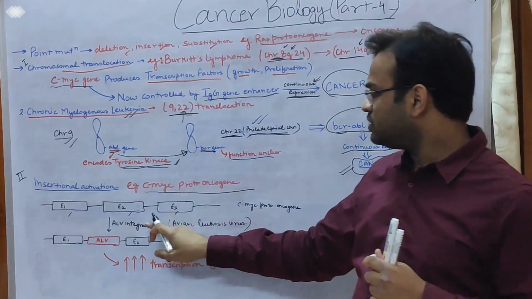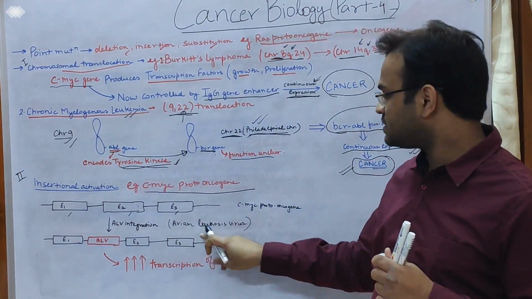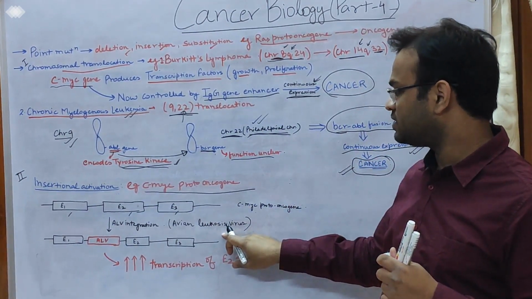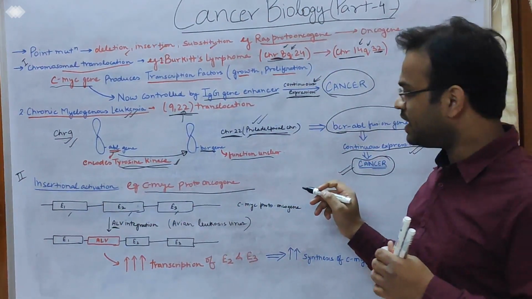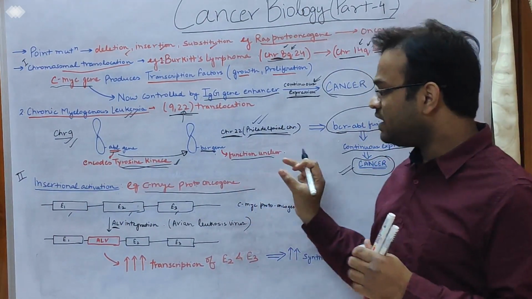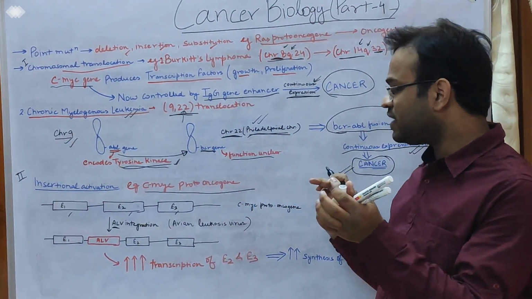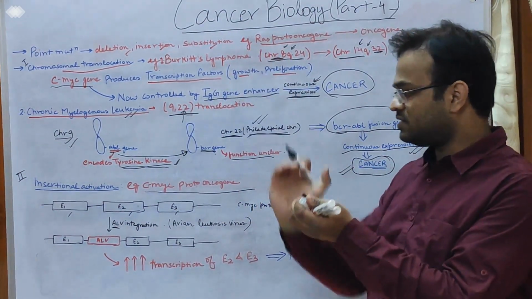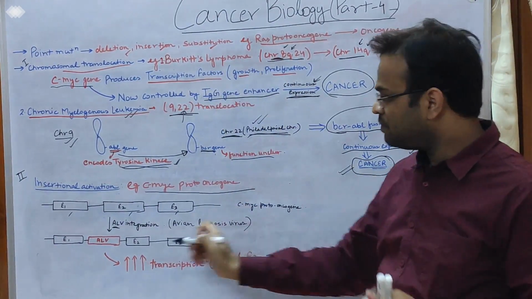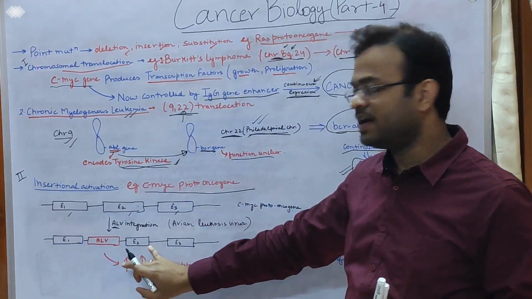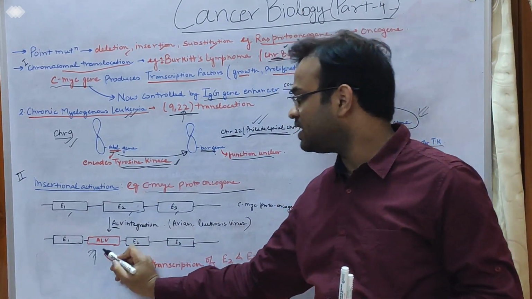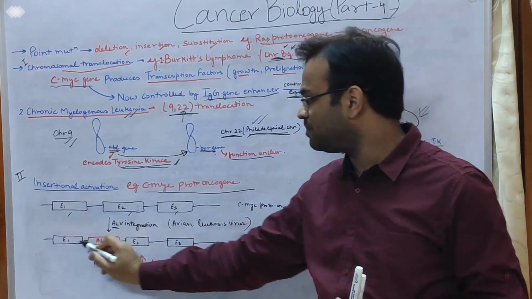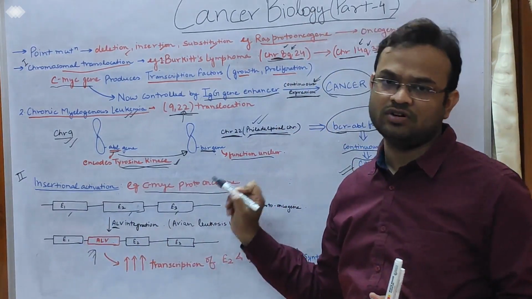Now there is a virus called avian leukosis virus, in short ALV. What happens is this avian leukosis virus integrates its DNA between exon 1 and exon 2. I have shown this in red color. You can see that ALV integration is shown between exon 1 and exon 2.